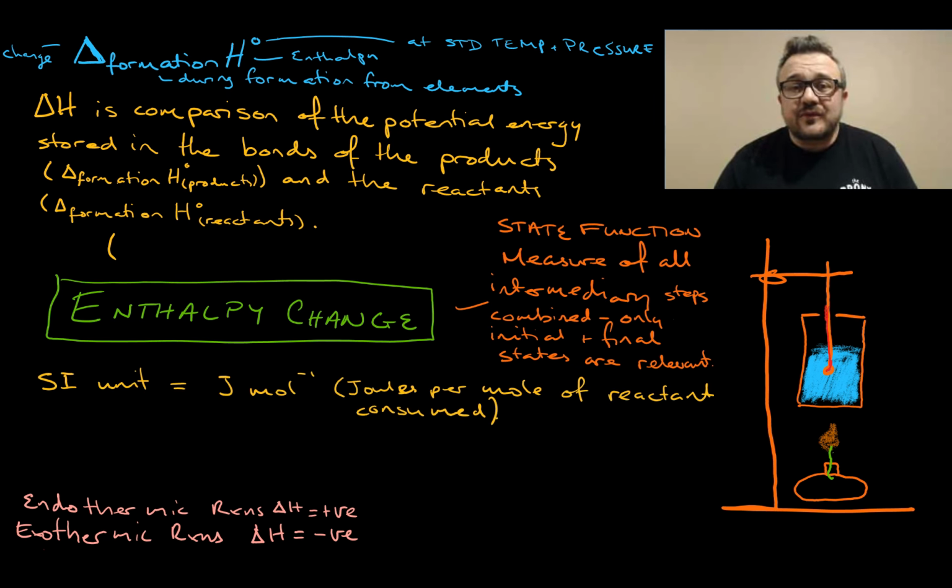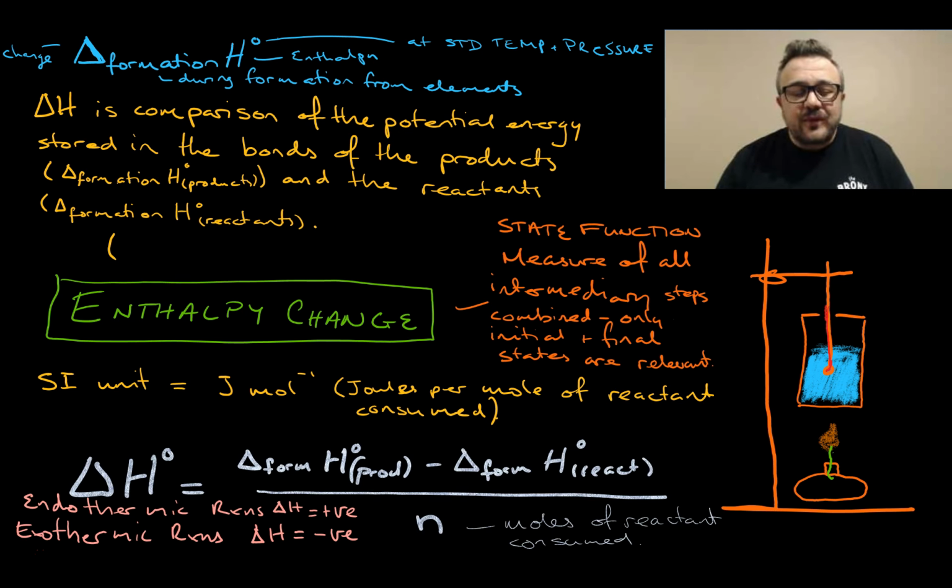The SI unit that we use for enthalpy change, not enthalpy, but for enthalpy change, is joules per mole. And often it's joules per mole of reactant consumed. We'll have one reactant that we know the mass of, we can turn that into moles, and away we go. Usually they're quite large numbers, so we end up going to kilojoules. The SI unit is joules per mole, but kilojoules is where we tend to work.